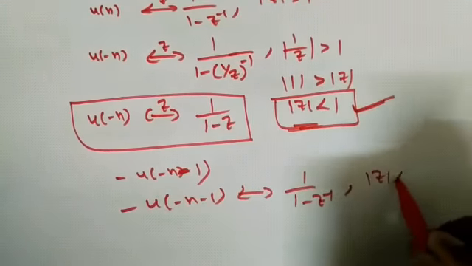The next property is the differentiation in the z domain property. That is, if in the time domain we multiply with n into x of n, in the z domain it will become minus z into d by dz of x of z with ROC r.